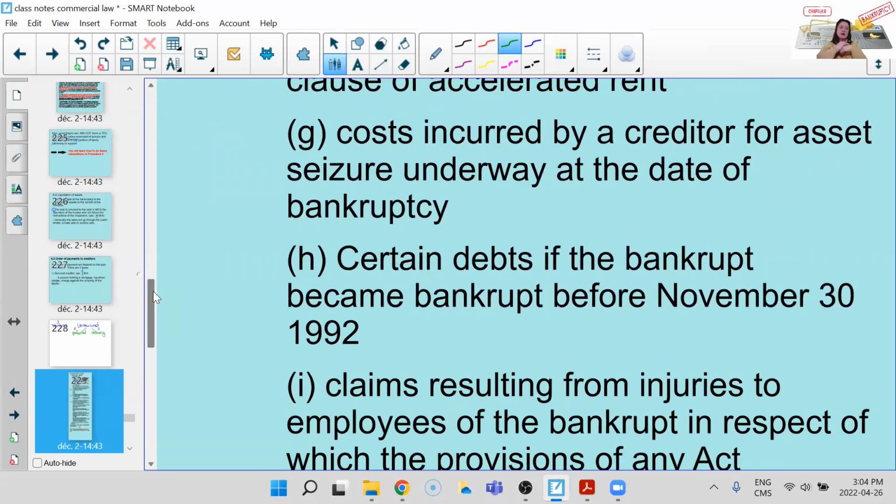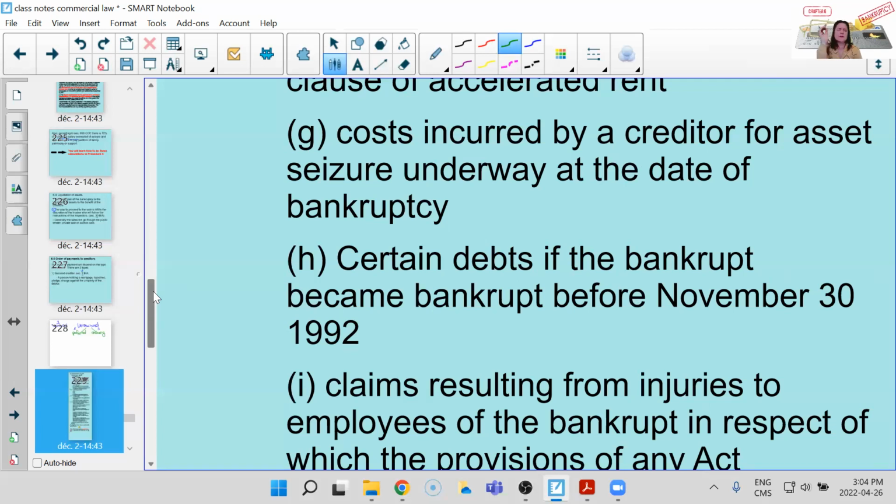G. If there's any cost incurred by a creditor for asset seizure under way at the date of bankruptcy. So this would be the case where a creditor is in the process of an application for bankruptcy, like a forced bankruptcy, and halfway through it, or if there is a cost incurred by a creditor for asset seizure under way at the date, sorry. Let me start over with the problem.